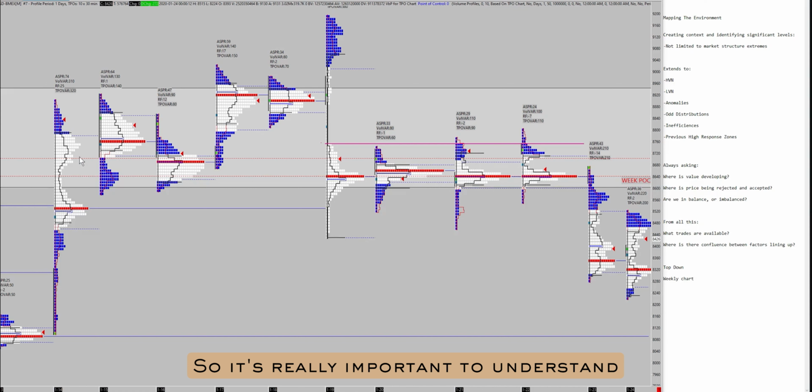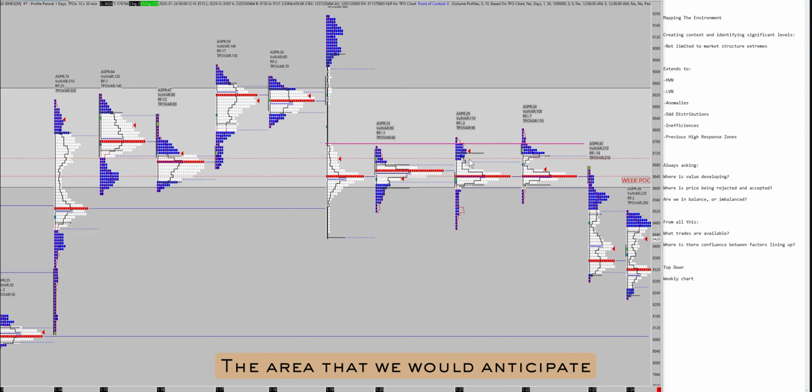So it's really important to understand that the trend did change in the short term. The trend changed in the short term from a structural standpoint, from a value migration standpoint, and now we're at the low end of where that change occurred, at the low end of that value area of that higher time frame structure. So value is developing here.